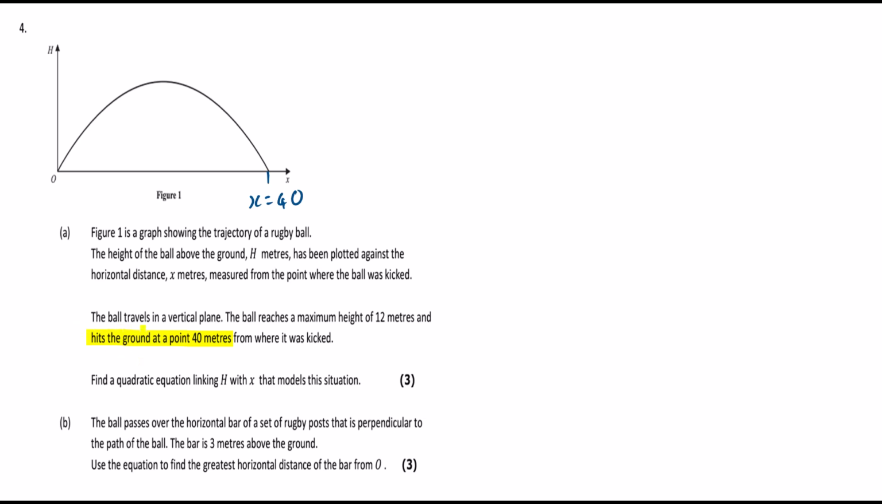X equals 40, it hits the ground at the point 40 meters. We can see it also starts at 0 at X equals 0. So a key bit we need to know is the maximum point is going to be when X equals 20, and when X equals 20 the ball reaches a height of 12. So let's think, if this was a normal quadratic, it'll be in the form of X bracket X minus 40, because that's when Y equals 0.